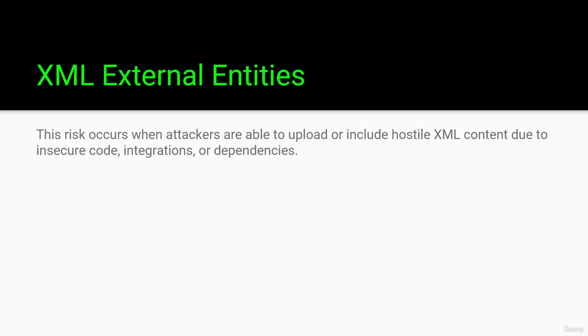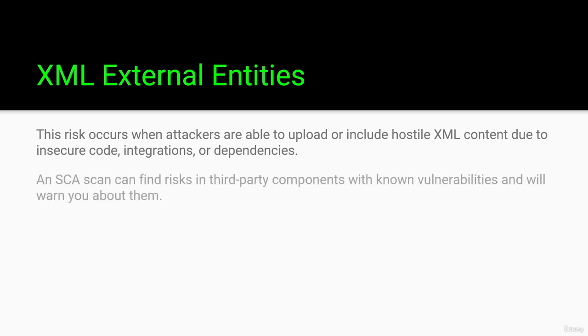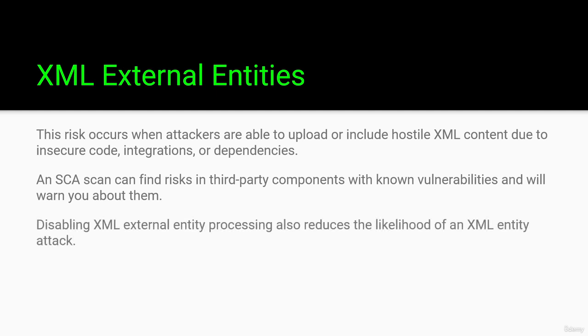The XML external entities. This risk occurs when attackers are able to upload or include hostile XML content due to insecure code, integrations, or dependencies. An SCA scan can find risks in third-party components with known vulnerabilities and will warn you about them. Disabling XML external entity processing also reduces the likelihood of an XML entity attack.